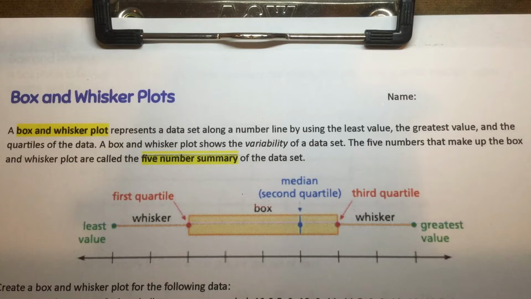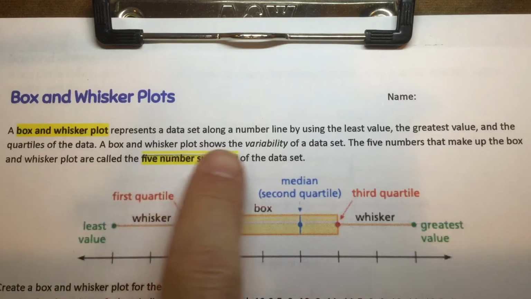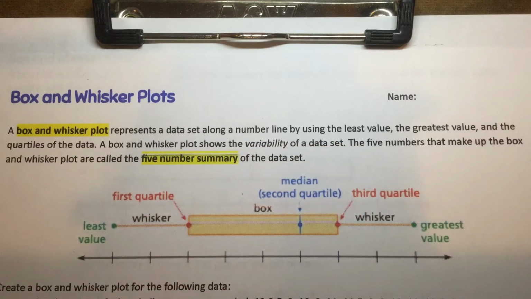So a box and whisker plot is something that represents the data along a number line by using a whole bunch of different parts: the least value, the greatest value, and then the quartiles of the data. Now you might be thinking, what the heck's a quartile, right? Well, if you look at the word quart, you're thinking it's going to have four pieces, right? Four parts.